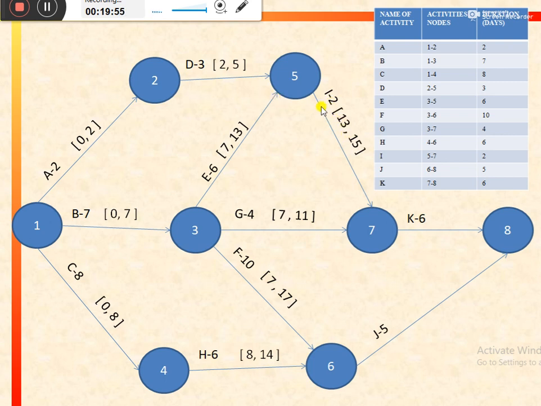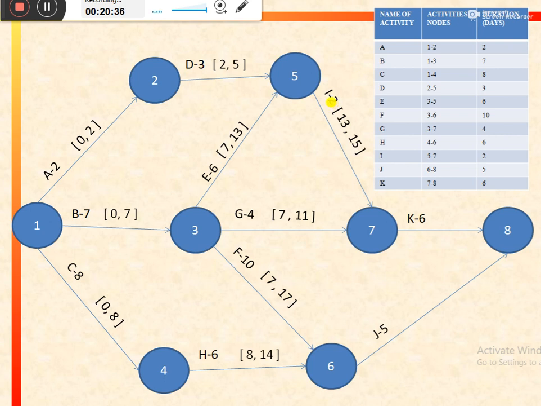So for activity I, the preceding activities are activity E and activity D. So now it is interesting to calculate the earliest start and earliest finish for activity I. Remember the rule of drawing a network that any activity can start only after completion of its former activities. So for I, the former activities are activity E and activity D. Activity D is ending on 5th day while activity E is ending on 13th day. So activity I can only be started after completion of these two activities.